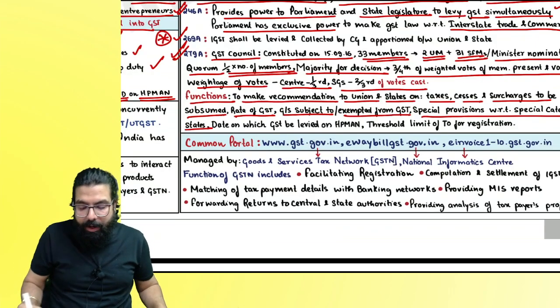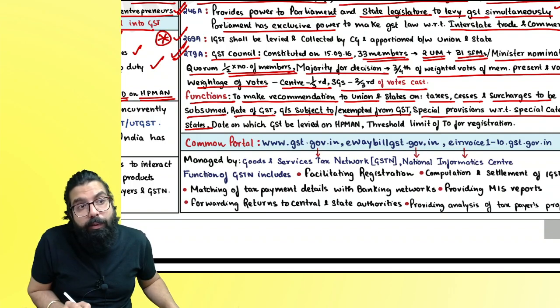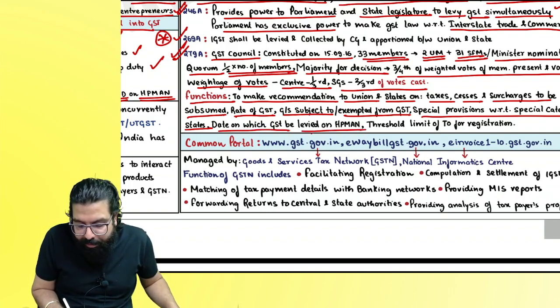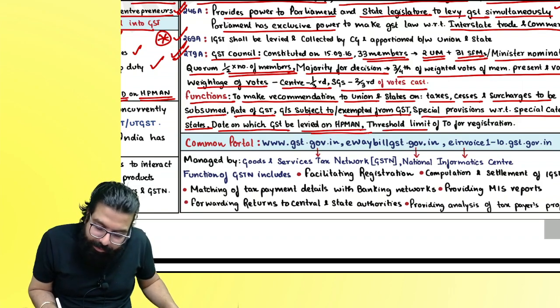For the 11 special category states, special provisions will be made. Then the date on which GST will be levied on petroleum products, and the threshold limit of turnover for registration.